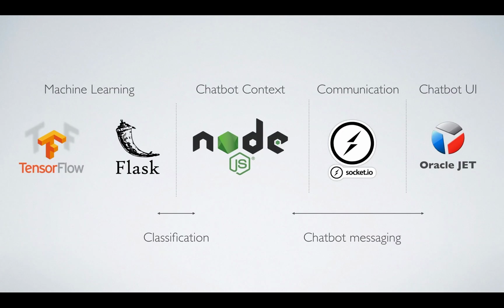The technical architecture of the solution that will be explained is divided into four main parts. First one is machine learning, TensorFlow. TensorFlow is used to build a model which would help us to classify the sentence that user types. And basically, we would get intent out of the sentence.